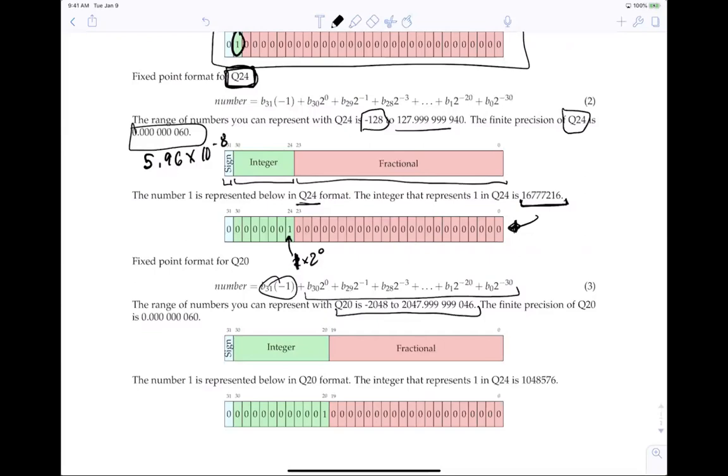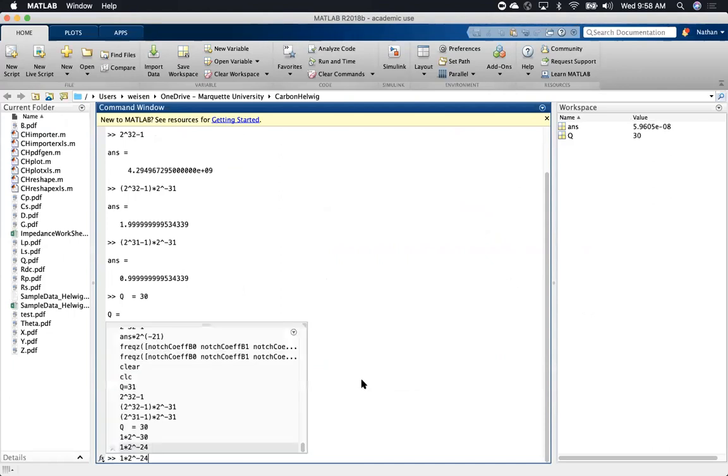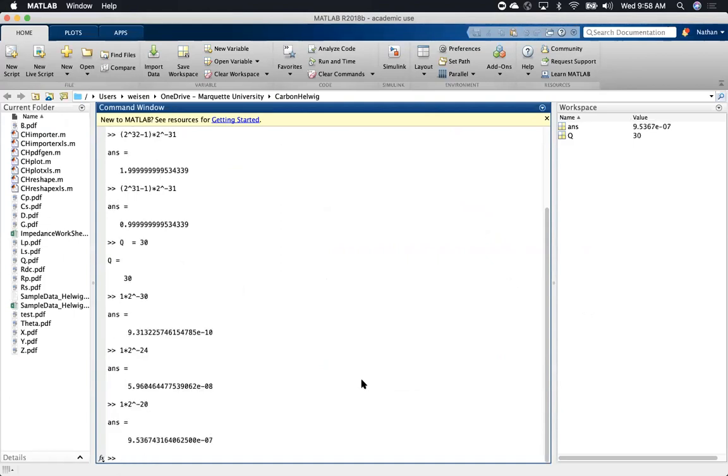And so the precision on this one, it looks like I have another error here. This does not look right. So let's just calculate this quickly and check it. We have one bit for sign, 11 bits for integer, and 20 for fractional. So let's see what's the smallest number here. Yeah, so this is about 9.5367, et cetera, times 10 to the minus 7th.